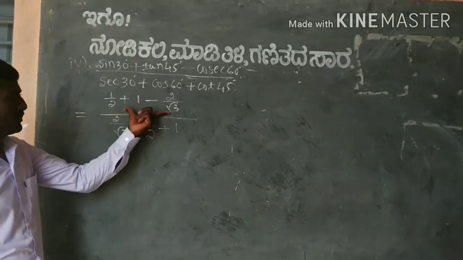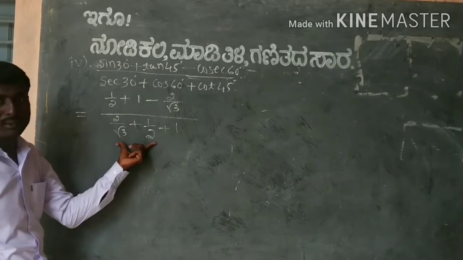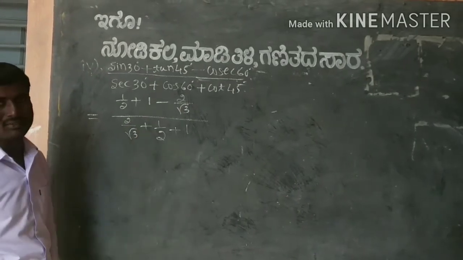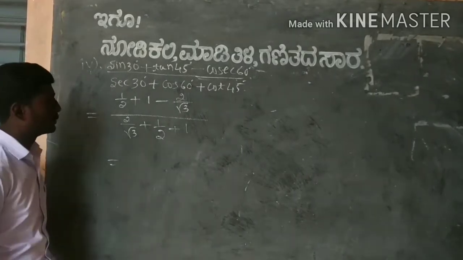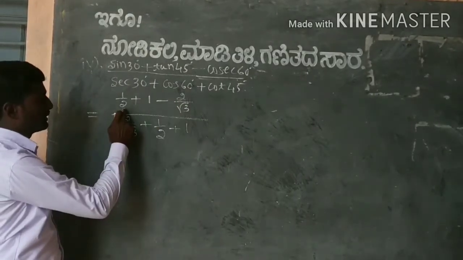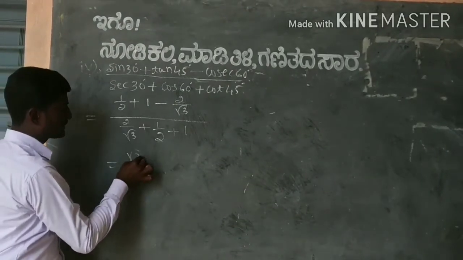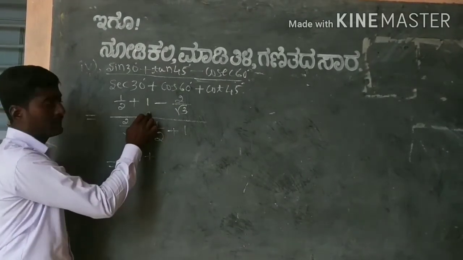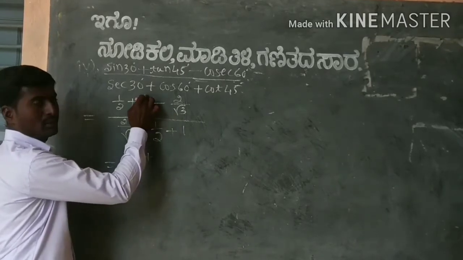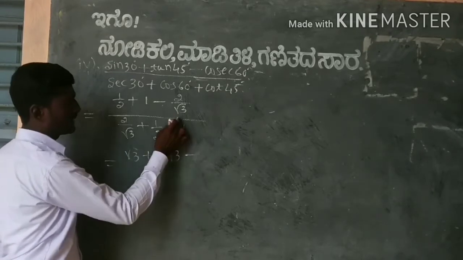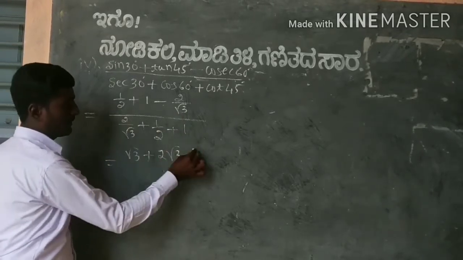Now here LCM will be 2 root 3. Here also LCM will be 2 root 3. Directly I can cancel 2 root 3, 2 root 3. The remaining steps I will write. So this is equal to, now here 2 is there but root 3 not there. I have to multiply root 3 plus 1 in the denominator, 2 and root 3 I have to multiply to the numerator, 2 root 3 minus, here root 3 is there, I have to multiply by 2.